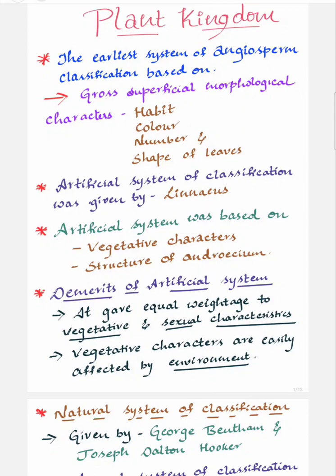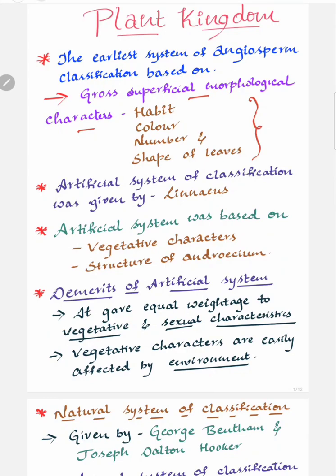Today let us go for the quick revision notes of plant kingdom. The earlier system of angiospermic classification is based on the gross superficial morphological characters. What do the gross superficial morphological characters mean? Habitat, color, number and shape of leaves.